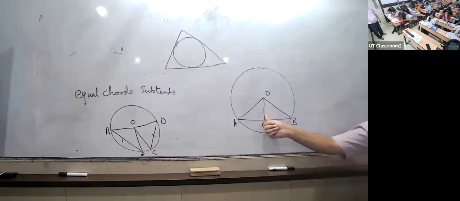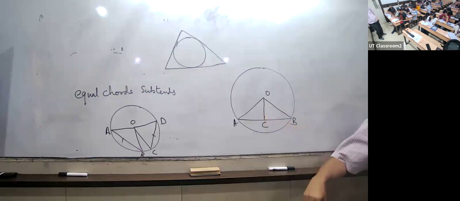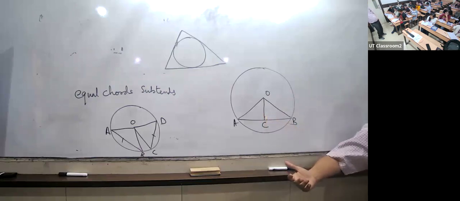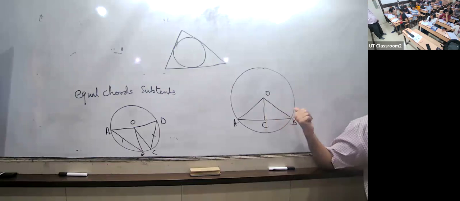Okay, Ananya, tell what the fourth theorem says in this figure. A line from the center which bisects the chord is perpendicular. Means what? Tell what is given and what is to be proved.